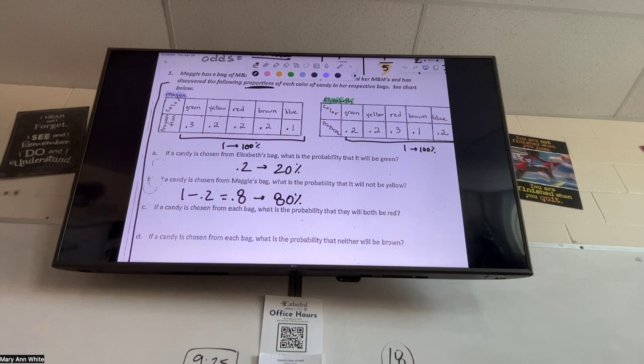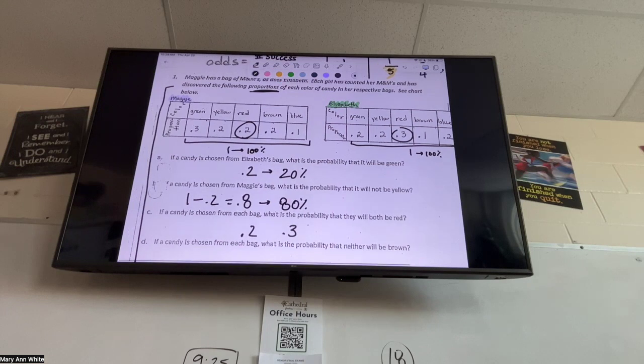What about if a candy is chosen from each bag, what's the probability they will both be red? Okay, let's go from Maggie's bag first. What's the probability that it will be red from Maggie's bag? And, oh, sorry. What's the probability that we'll get a red from Elizabeth's bag? 30%. Okay. My question here, what are we gonna do? What's the operation we're gonna do between them? I'm not gonna add them. I'm not gonna subtract them. We're down to 2 more operations.